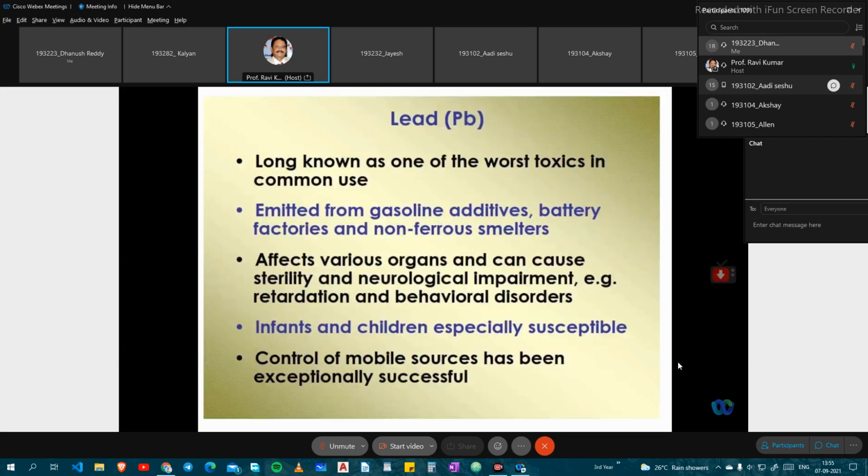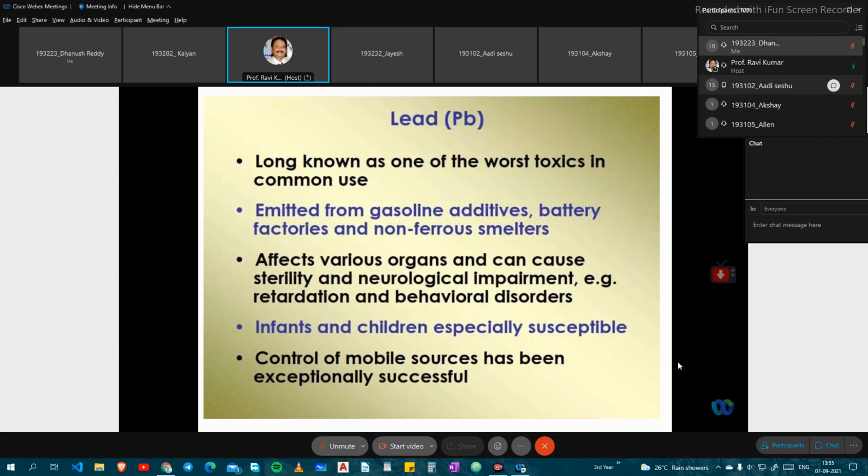And the lead, I already told you, lead content will be there in the petrol. Previously it was very high. Now they have reduced the lead content. Lead is long known as one of the worst toxics in common use, emitted from gasoline additives, battery factories, and non-ferrous smelters. Where you have gasoline automobile petrol engines, you get this lead content from the exhaust. And battery factories also emit it, because lead acid batteries are manufactured in many industries, and battery manufacturing units also release lead content to the atmosphere.